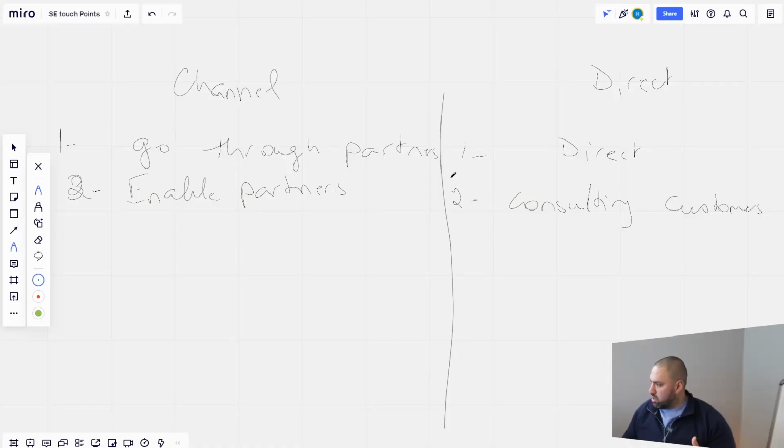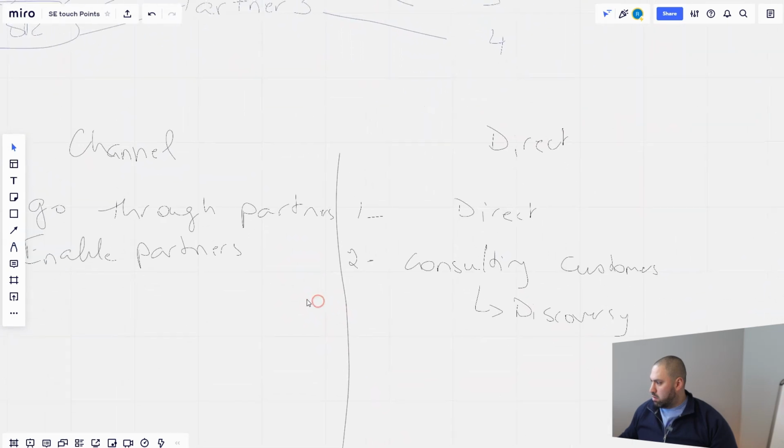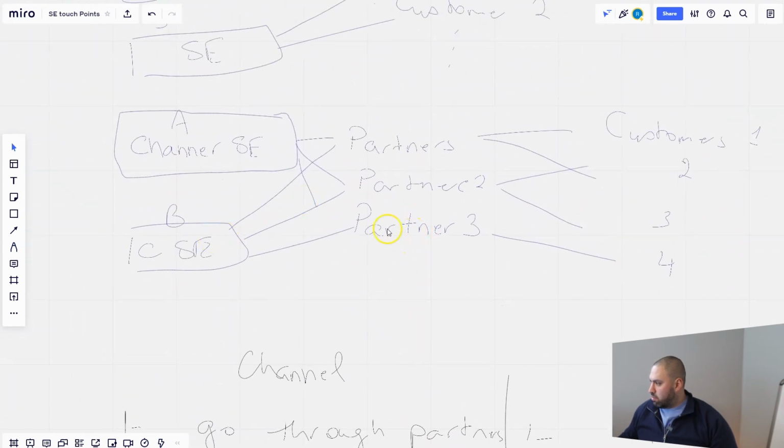When we're consulting with customers here, we're going to do discovery. We're going to have to talk about the different things that they need, like what their actual problems are. Whereas when you're enabling partners, you don't have access to the customers. Partners are gatekeepers, and the partners could be selling for vendor A or vendor B.